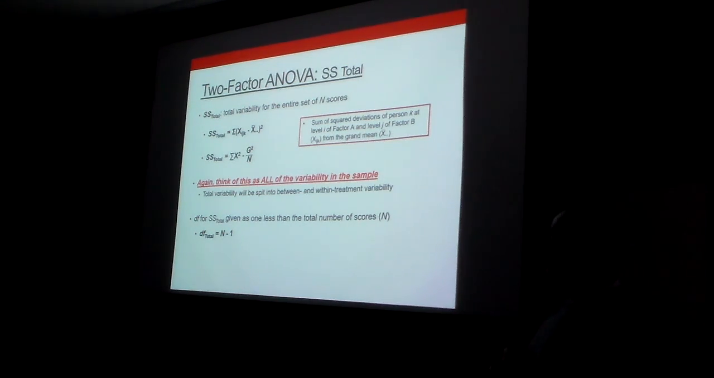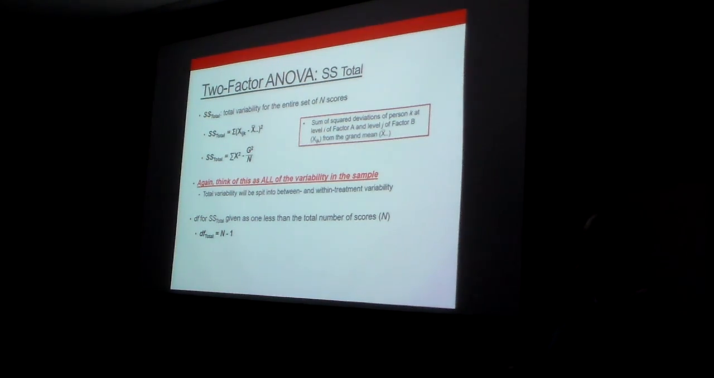Sum of squares total, thinking about this conceptually, is the total variability in your entire set of scores. So conceptually, how we're calculating this is the sum of your squared deviation scores of person i in group on level j of factor A and level k of factor B minus your grand mean, squared. So this is the deviation of everybody in the entire study's score from the grand mean. So this is the grand mean. Your variability is all the differences, or this is capturing it, and it's a sum of squares.